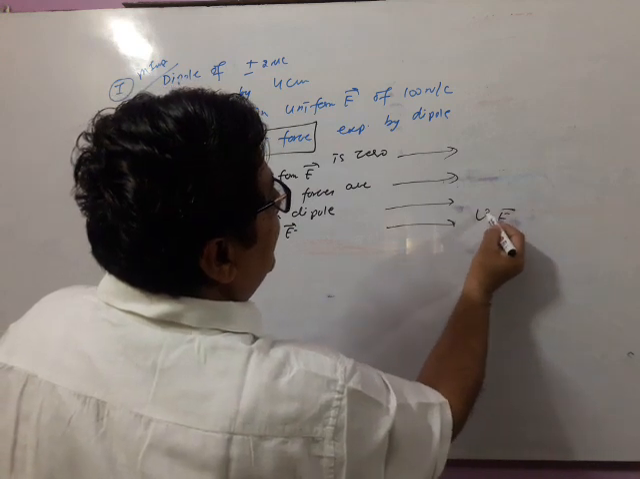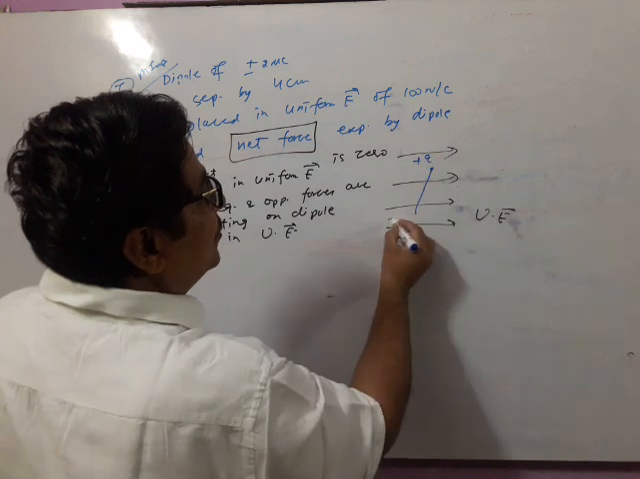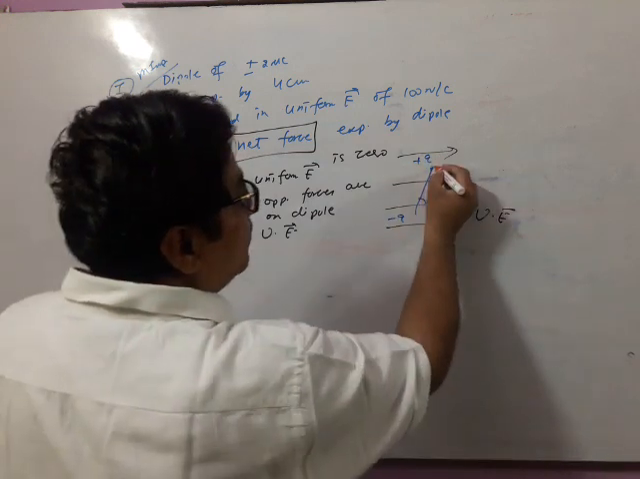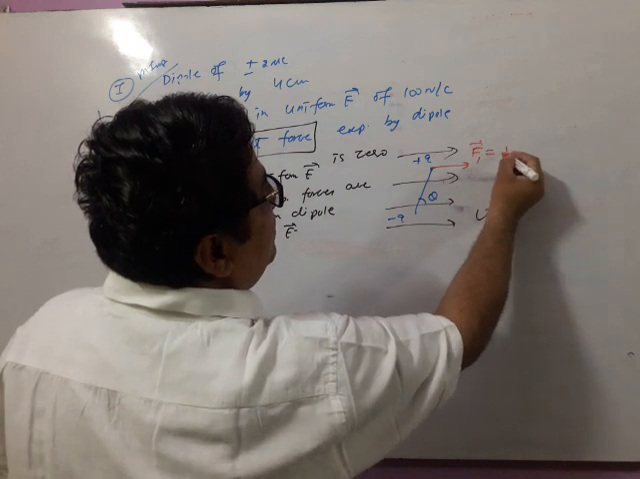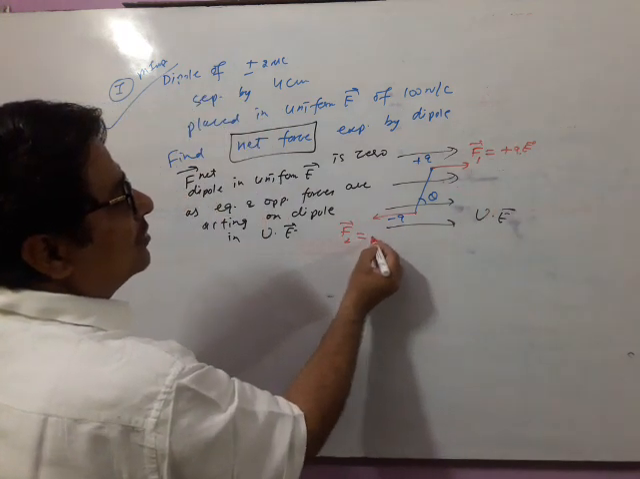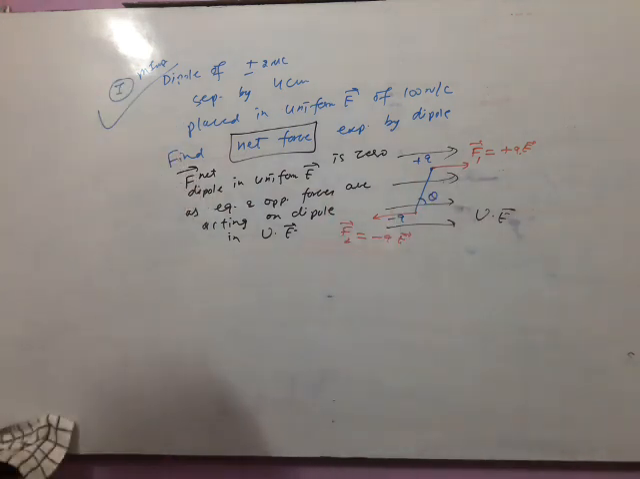This is a uniform electric field. This is the dipole. Plus q minus q placed at arbitrary angle theta. On plus q the force is F1, plus q into E. On minus q it is F2, minus q into E. They are equal and opposite. Net force will become 0.